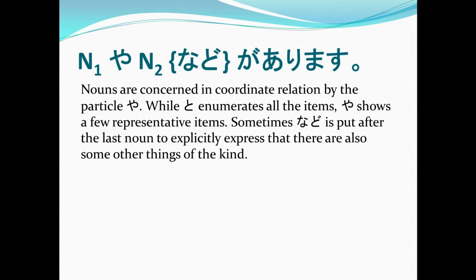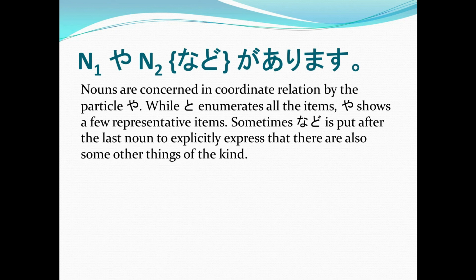So, how does ya differentiate from to? So, with ya, we use this as "and" as well, but these are things of the same kind, while to enumerates different items. Or things of the same kind, but could also be of the different kind. And nado, it could literally translate into so on or etc.